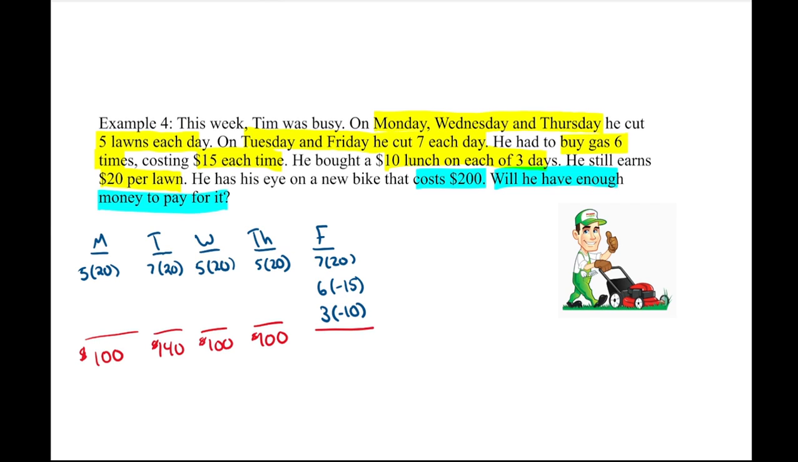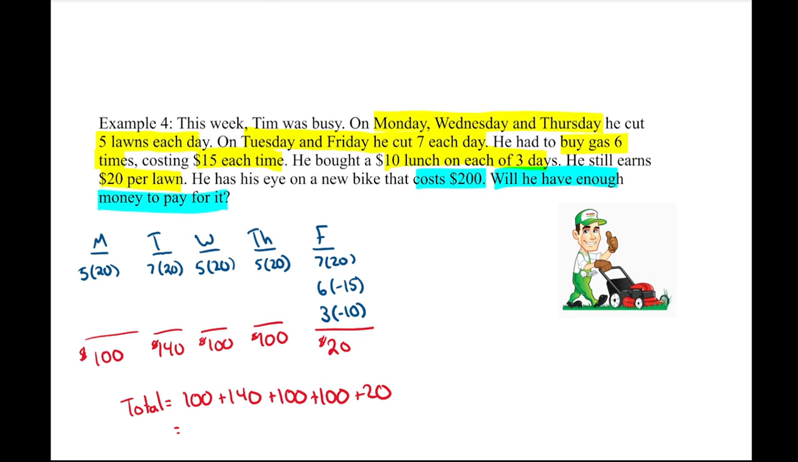And on the last day, we had 140 minus 90 minus 30, which left him with $20 in total. So then the total earnings would be 100 plus 140 plus 100 plus 100 plus 20.